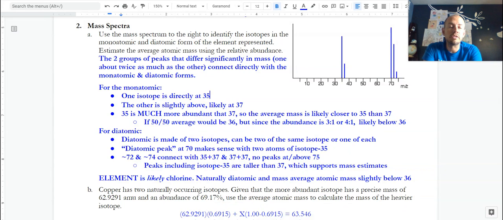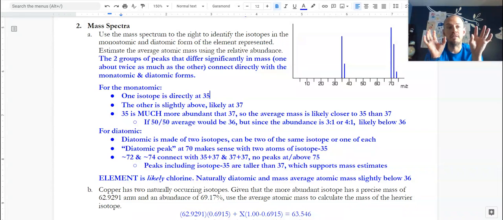But we can also look at our diatomic peaks. The 70 connects directly back with the 35. If I bond a 35 and a 35, I would have a Cl2, or diatomic chlorine, and it would have a mass of 70. My tall peak here corresponds to a tall peak there. That makes sense, hopefully.